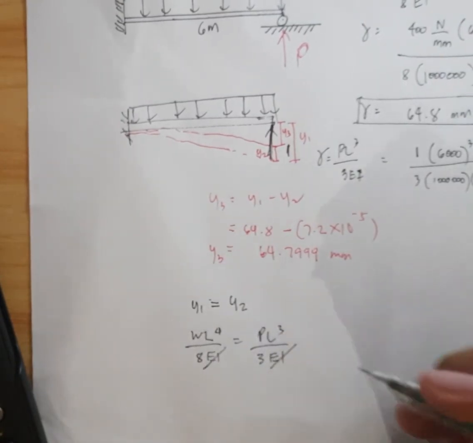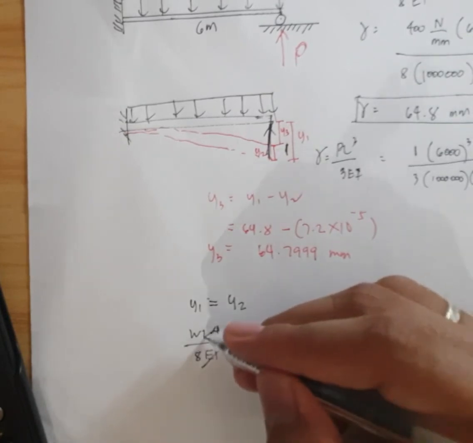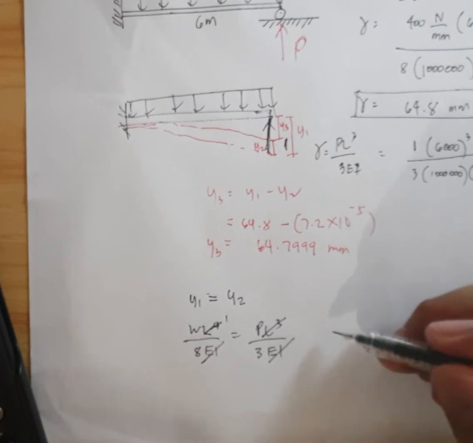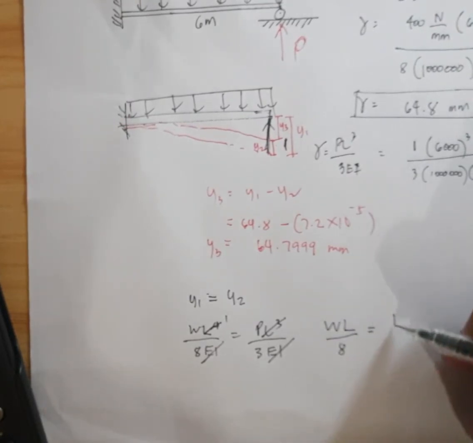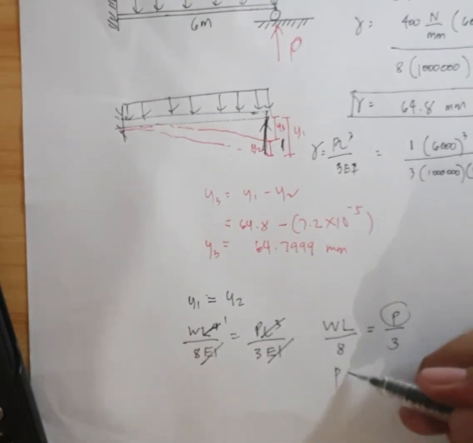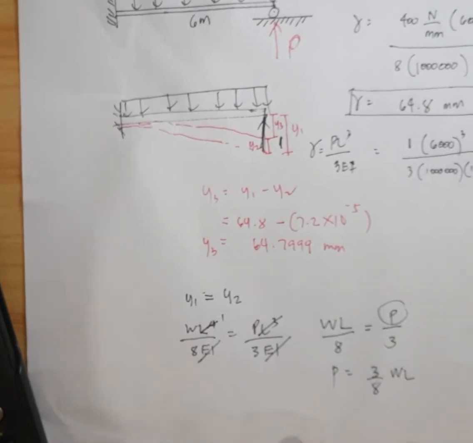So pag mag-equate ka, you can always simplify. Cancel the EI, cancel the L cube. What is left here is 1L. So you have WL over 8 equal to P over 3. So we can extract P. So that is 3 over 8 WL.